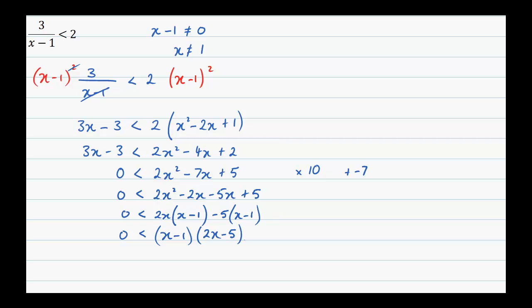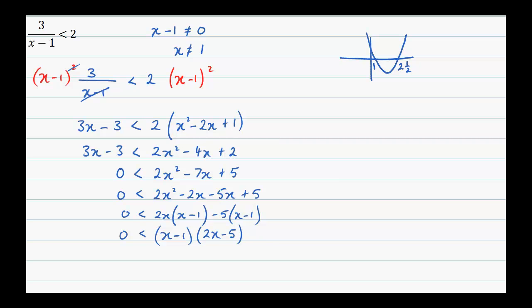Now, I've turned this into a quadratic inequality. So remember, to solve quadratic inequalities, you must sketch. So coming up here, I'm now going to do a quick sketch so that I can tell where my parabola lies and what part of the graph I'm looking for. So my x-intercepts will be 1 and 2.5. So my parabola might look something like this. That's at 1, that's at 2.5.